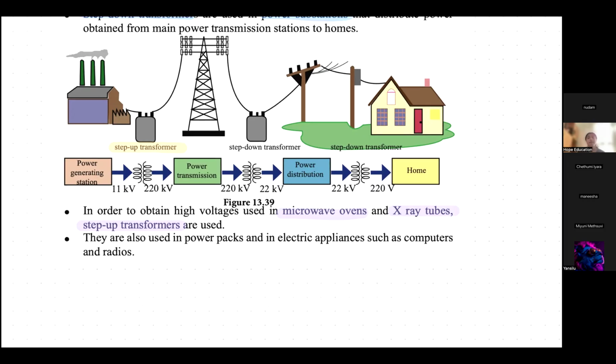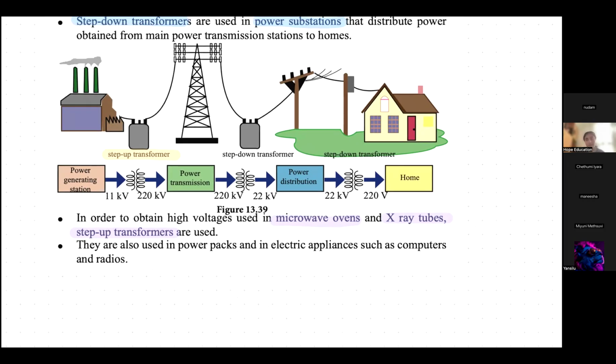Also, children, for some instruments we use a power pack. Instead of plugging directly into the current, we use a power pack. At our house we have a piano. It's not an upright piano; with an upright piano we don't need electricity. So what we have is a digital piano. For the digital piano, a certain voltage is required. Not only the piano, there are other instruments as well that need a specific voltage.